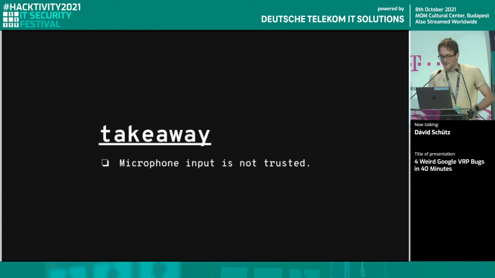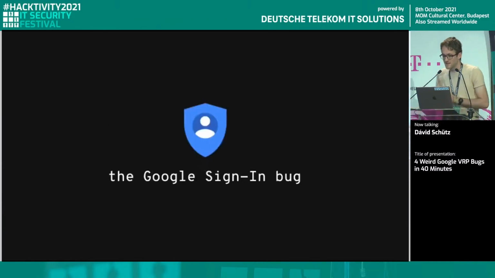The takeaway here, in my opinion, is that microphone input should not be trusted. And since voice can't be trusted, you should not let a third party start an authenticated listening session in the name of the victim. Because this is what happened here. I was able to start an authenticated voice session as an untrusted third party in the name of the victim. So moving on to the next one, the Google sign-in bug.